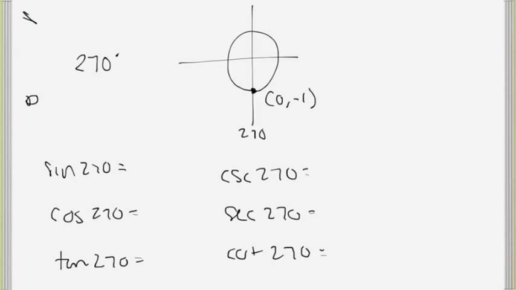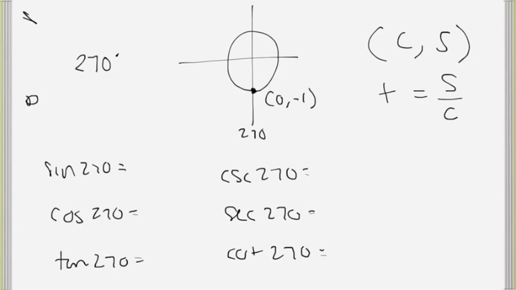Alright, so for 270, I recreated the part of the circle that would use 270. 270 is the angle down at the bottom. That point was over 0 and down 1. And that point, along with all the other ones on the circle, give us alphabetically the cosine and then the sine. And tangent is sine divided by cosine. So then using that point, I can fill in the 6 trig functions.